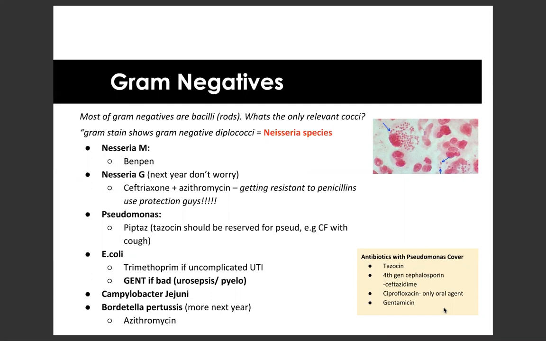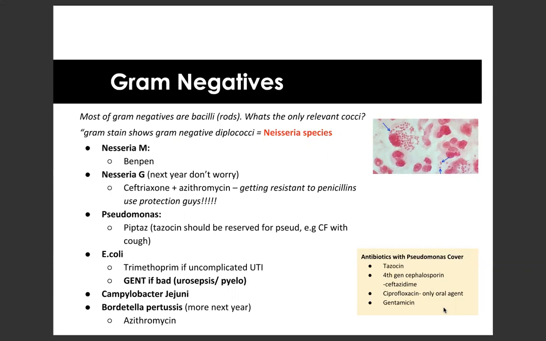And then another important gram negative to know is Pseudomonas. So I put a little box here of the antibiotics with Pseudomonas covered. And I guess a clinically important point is that of all the antibiotics that can treat Pseudomonas, only ciprofloxacin is the only one that's oral, so that's why you reserve that as last line, because you don't want to exhaust all your oral agents.